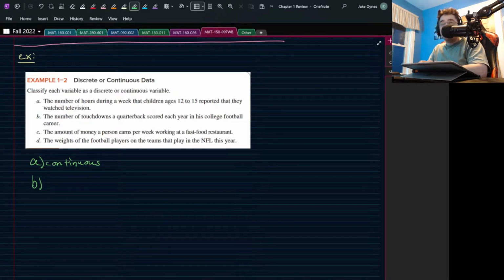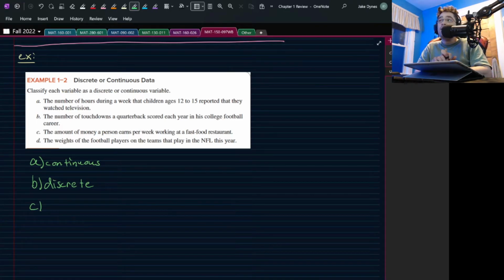So, right, you can't have a fractional number of touchdowns. So this one's going to be a discrete measurement, right? You could have 3, you can have 4, you can't have 3.5. You can't have anything in between that range, right? So it's only a counted number.